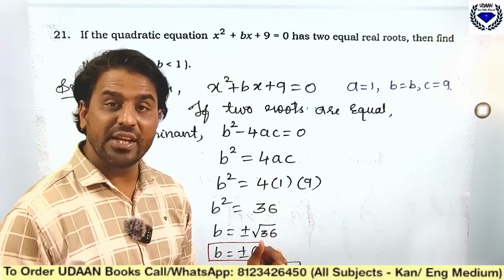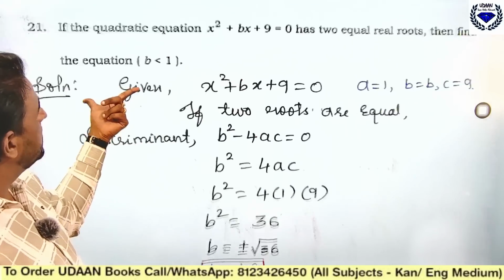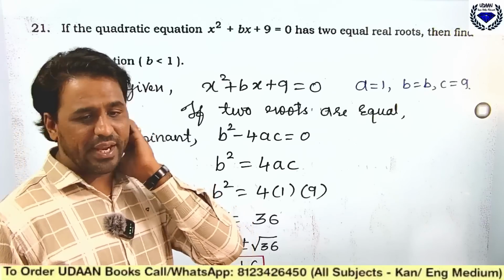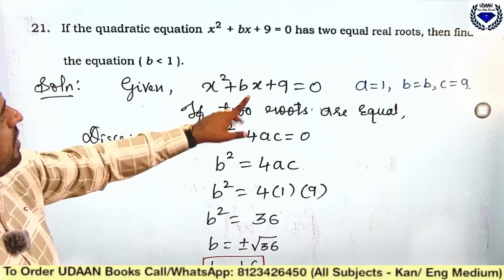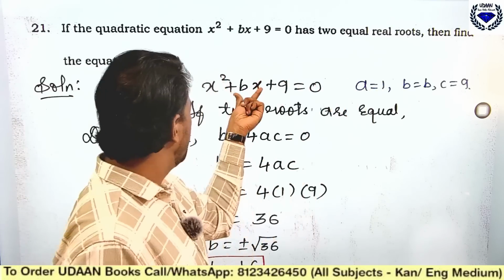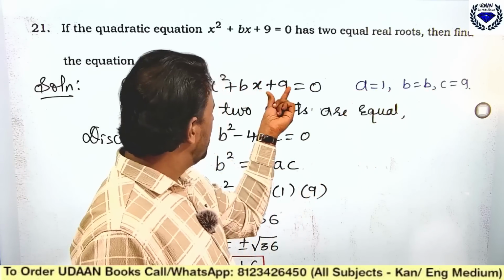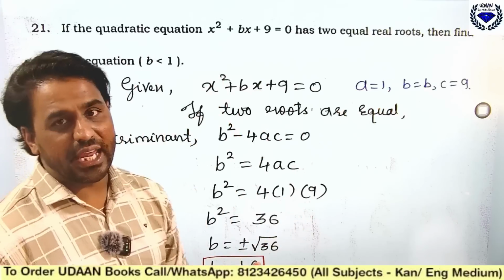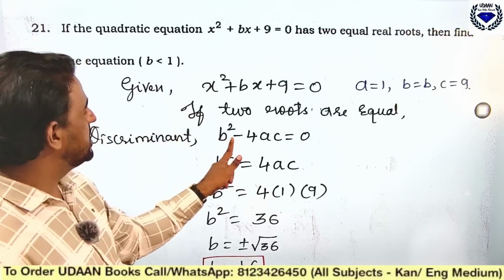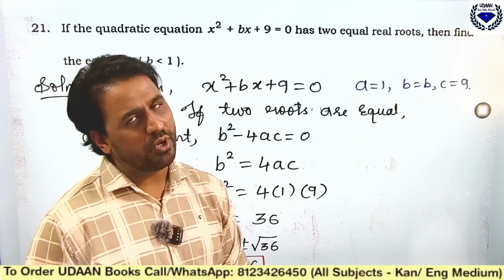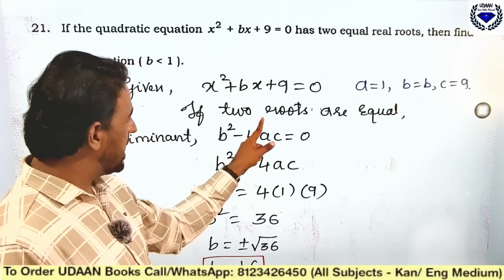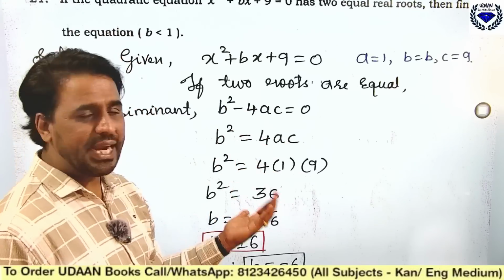Yes, but the given condition is what here? The given condition is b is less than 1. That means the answer should be less than 1. Given x square plus bx plus 9 equal to 0, in which a, the number beside x square, is 1, b is b only, c is 9. If the roots are equal, when do you say that two roots are equal? When the discriminant b square minus 4ac should be equal to 0. Now b is what here? b is b itself. So you just transfer: b square is equal to 4ac, because we need an equation.